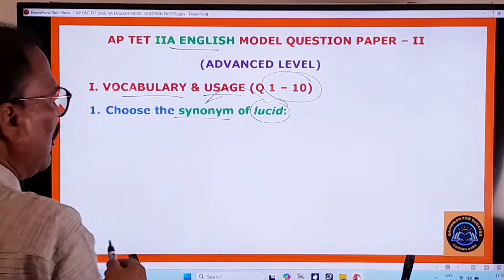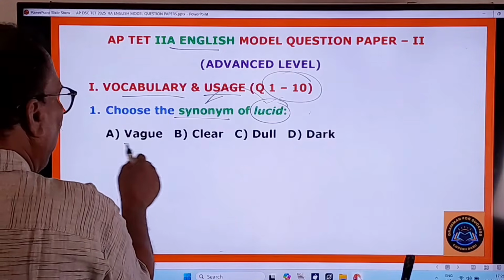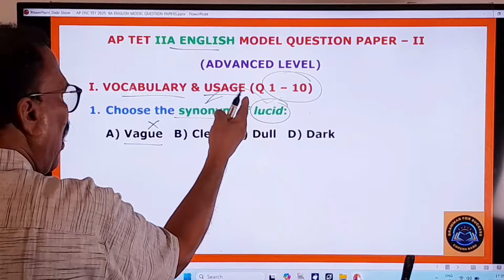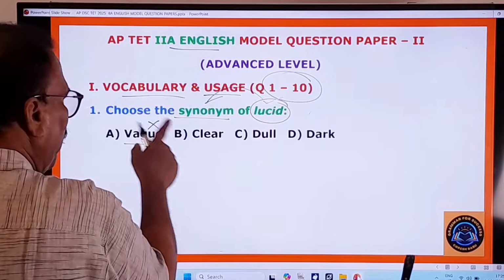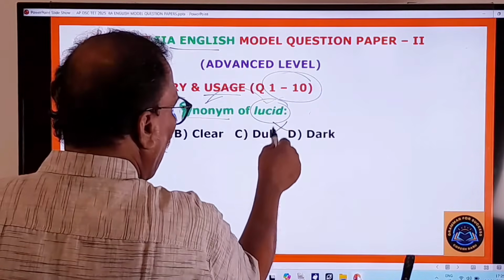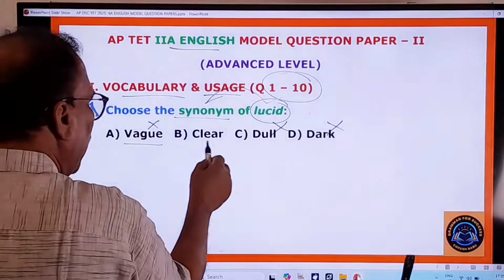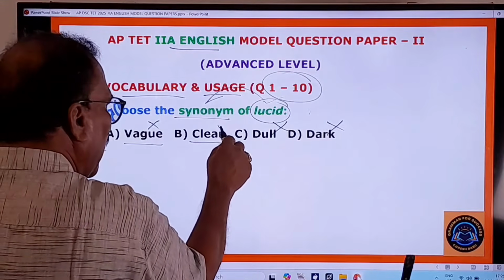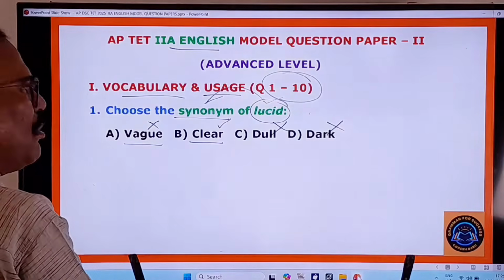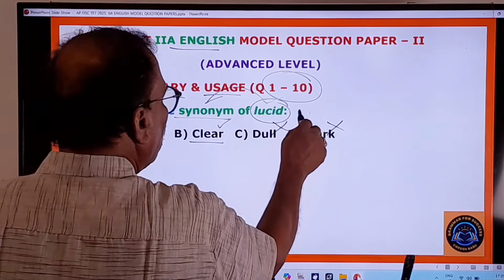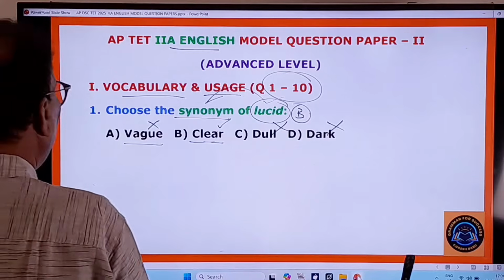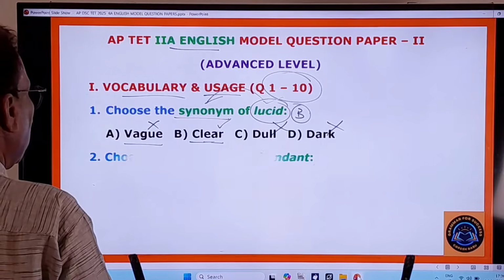Now let us look at the given options. Vague. Now vague is the opposite of this lucid, and therefore it's not the right one. Dull is the opposite of this lucid. Dark is not the right one. And here this clear is the right synonym of lucid. So your answer is going to be B. Now you go to the second question. What is the second question?